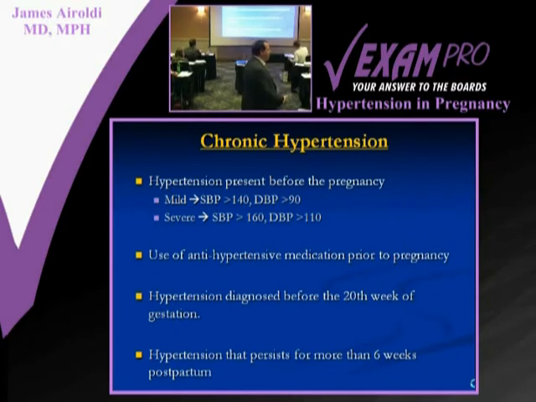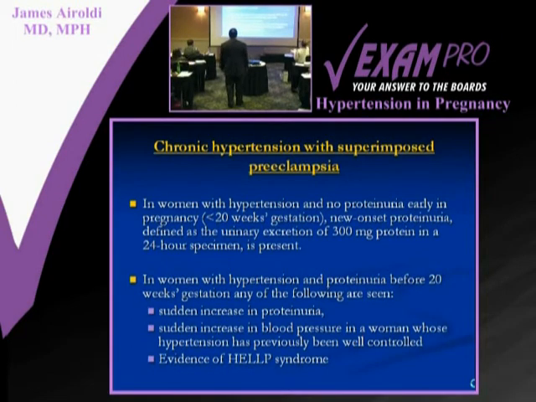And that's really important for her long-term care because women with preeclampsia are at risk for cardiovascular dysfunction, especially if you get preeclampsia in your second pregnancy. That seems to be a real marker for down the road cardiovascular dysfunction. That woman is going to be at risk for problems later in her life. With superimposed preeclampsia, the only real way is to look at protein. You can say, a sudden increase in protein, a sudden increase in blood pressure, or evidence of HELLP syndrome.